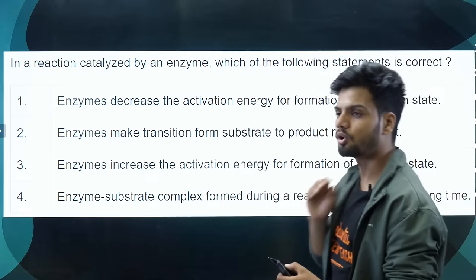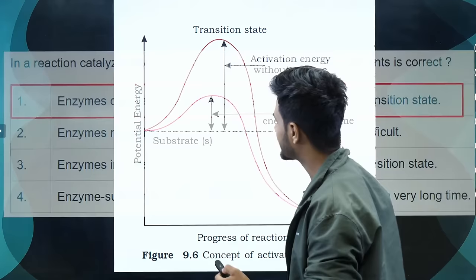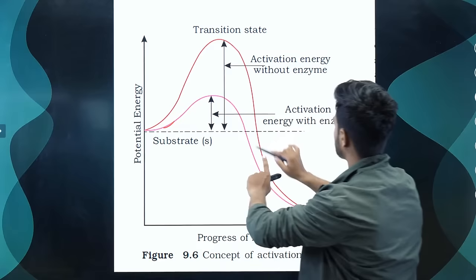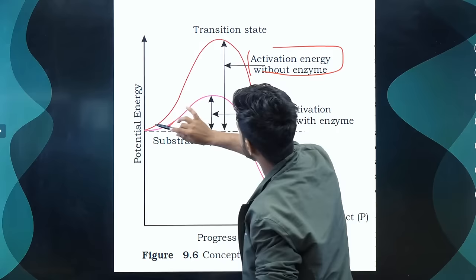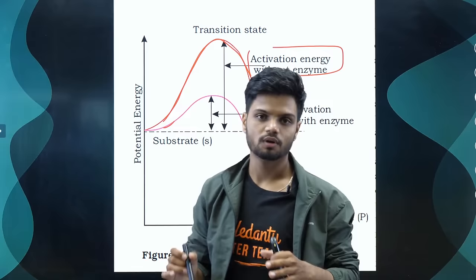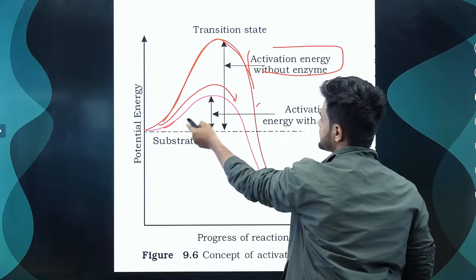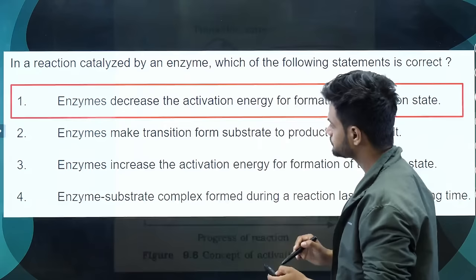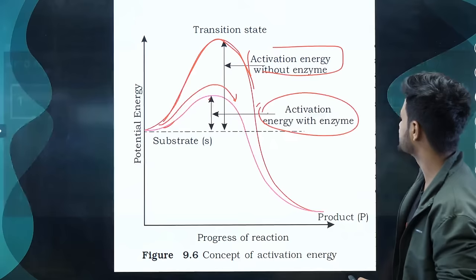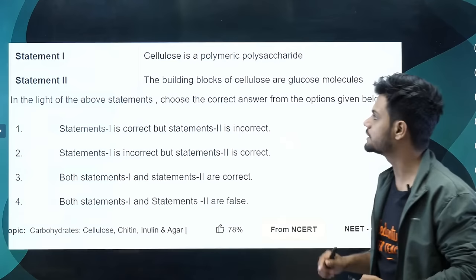So all of us know, if you know the diagram here, see, this is without enzyme. Activation energy, this is without enzyme. Can you see? A lot of activation energy is required to cross the barrier. So what does the enzyme do? Enzyme will decrease the activation energy. They'll give you very less energy to pass. So can the reactant become product very easily now? Can you see? The activation energy is reduced with the enzyme. So enzyme decreases the activation energy for the formation of a transient stage. Done. Easy question. Next question, all of you.